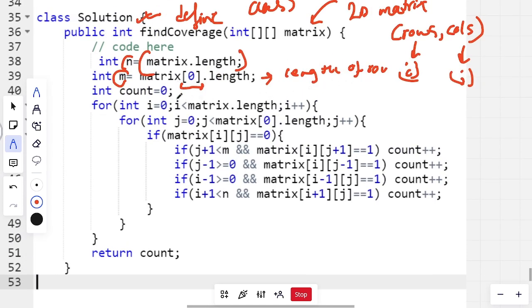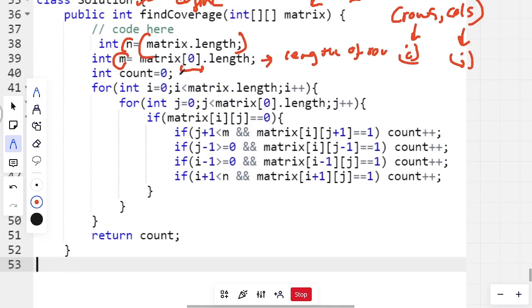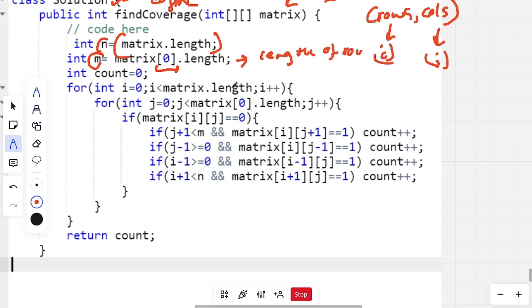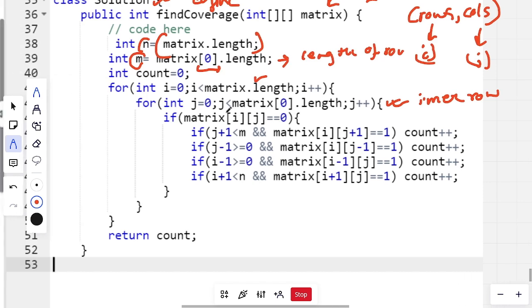Next, what we are doing is count equals 0, to check the count of the particular matrix elements, such possible counts which I mentioned over here. We have to take the counter as 0. Now I'm traversing through the initial matrix rows, and now the inner row. So j is nothing but traversing through the inner row. Okay. Now if matrix of i and j equals 0, what does that mean?